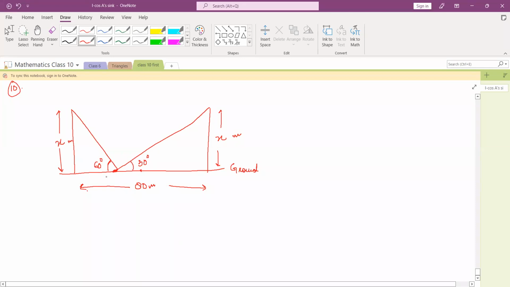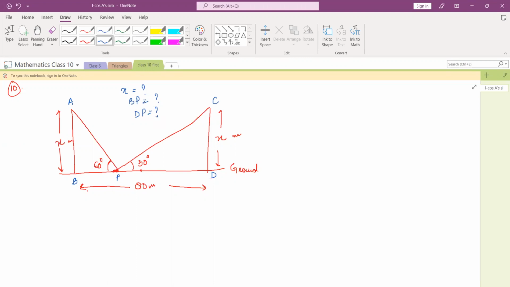Find the height of the poles and the distance of the point from the poles. That means this point, if I call it with some name, let's say P. And this is one pole AB, this is another pole CD. So you have to find, first of all, X in this case, the height of the pole, and the distance of the point from the poles. That means you want to find BP and you want to find DP. This is what you are supposed to find. Fine?